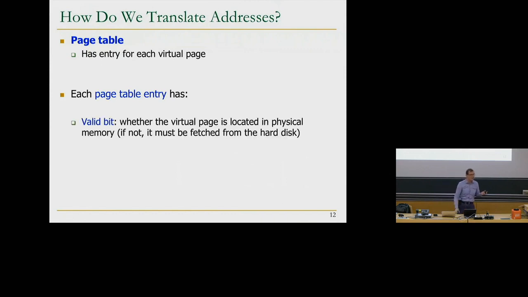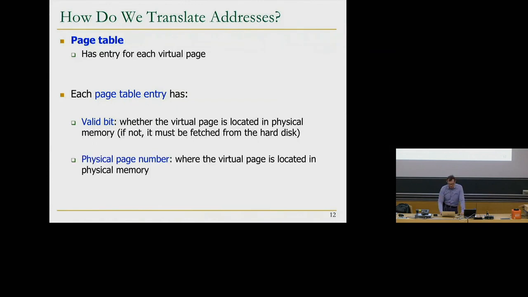One is a valid bit, whether the virtual page is located in physical memory. If not, it must be fetched from the hard disk. Of course, it's a simplistic view. There's also allocated or not allocated that I just told you, but we're not going to go into a lot of detail. And it also has a physical page number. If the page table entry is valid, it must be in physical memory. Then the physical page number specifies where the virtual page is located in physical memory, which physical page. And there are a bunch of other bits in the page table entry that you can see in the backup slides that we're not necessarily going to go into if we don't have time.